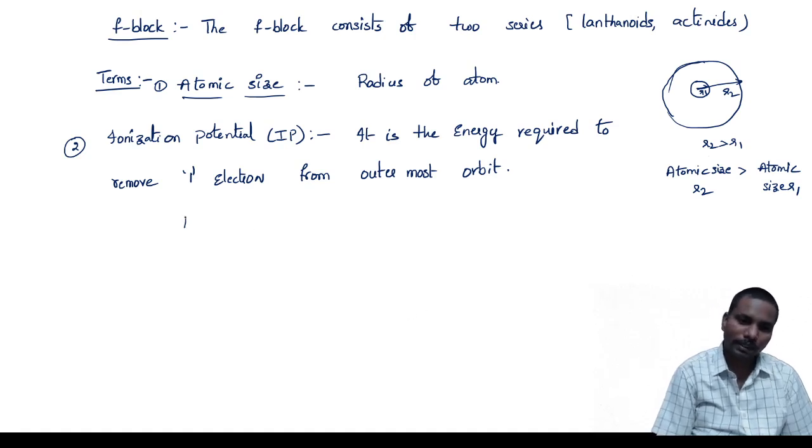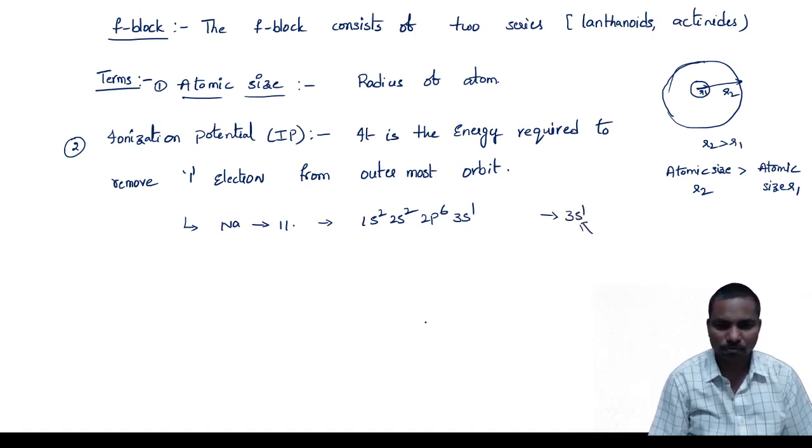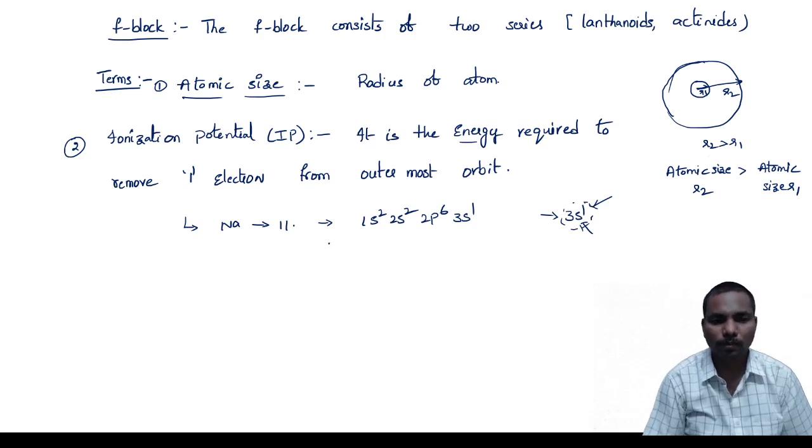For example, let us take an element, sodium, atomic number 11. So the configuration is 1s2, 2s2, 2p6, 3s1. So what is the outermost electron? That is 3s1. So if we want to remove one electron from this outermost orbit, we require some energy. That energy is nothing but ionization potential.